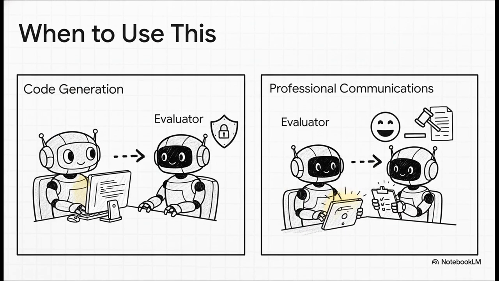So, why would you go through all this trouble? Because sometimes the first draft is just not going to cut it. Think about generating code that has to pass really strict security standards, or writing a customer service email where the tone has to be absolutely perfect. The secret sauce here is having super clear, measurable criteria that the editor agent can use to judge the work.